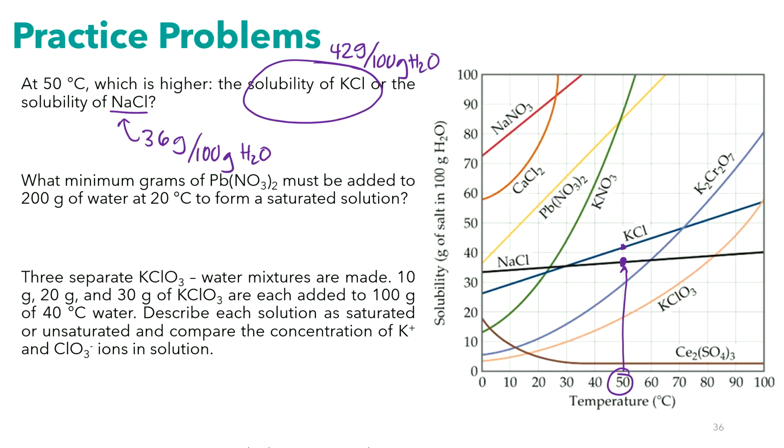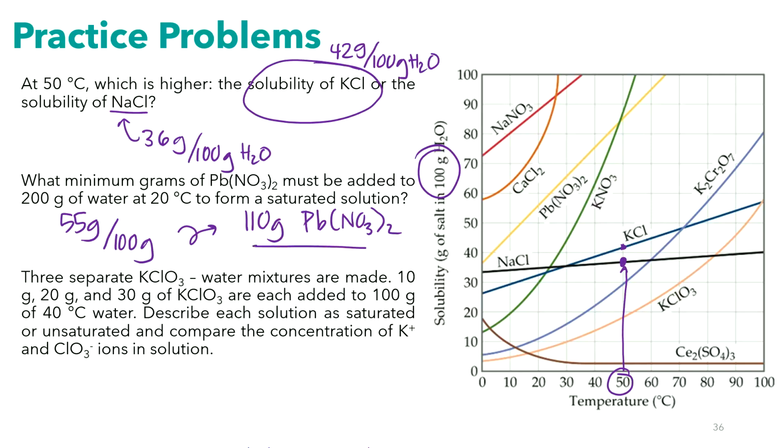And then you'd be like, why didn't I read the axis? For every 100 grams, I can put in 55. But if I double that, I can double the amount of lead nitrate. So 55 grams per 100 grams translates into 110 grams of that lead(II) nitrate that I can put in. Does that make sense?